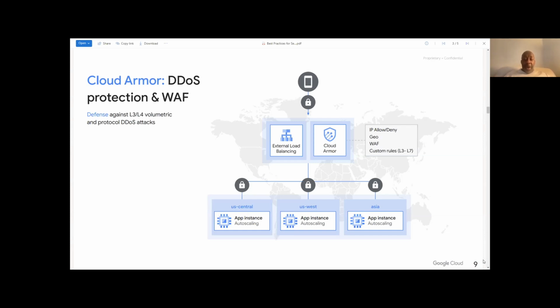But again, going back to your threat profile and your attack surface, if one of your concerns is a large volume of traffic impacting your real users, the things that bring you money, looking at some type of Cloud Armor or denial of service attack solution is something to consider, right?